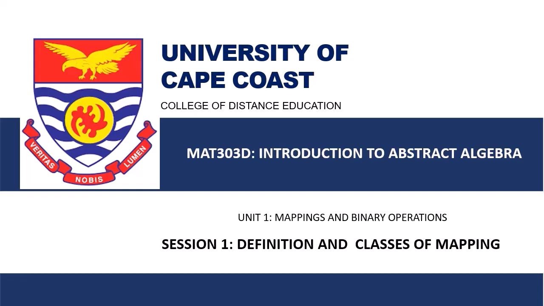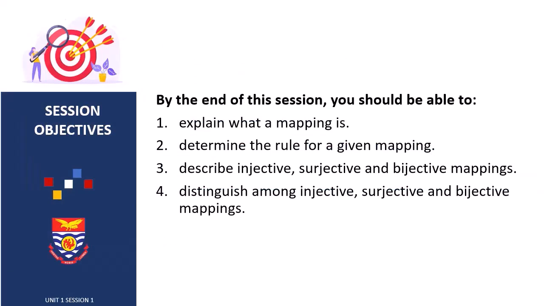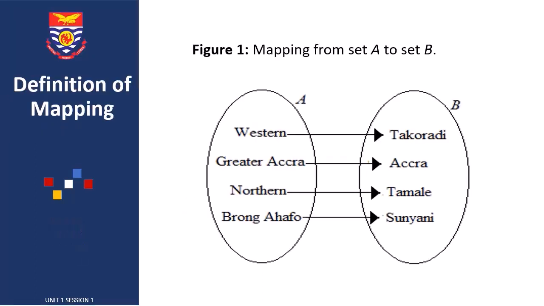Let's look at the objective for this session. The objective of this session is to explain what a mapping is, determine the rule for a given mapping, then describe the classes of mapping, that is injective, surjective, and bijective mappings. Good, let's go. What is a mapping?